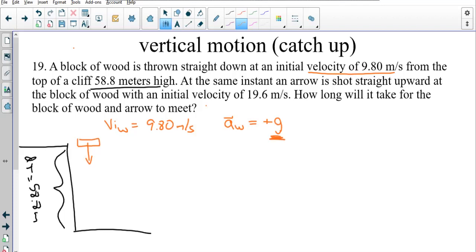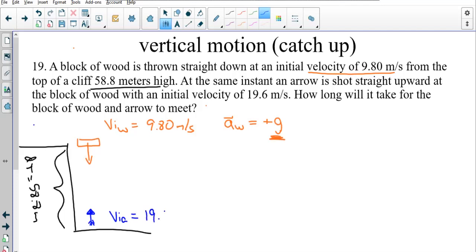Now the arrow, on the other hand, the arrow is shot straight up at the block of wood. And so to draw an arrow, I'm not very much of an artist. There's my arrow. I'll give it a bit of a quill. There you go. Again, not a very good artist. Now the initial velocity of the arrow is going upwards. So whether it's positive or negative is up to you, but I'm not going to draw it as a vector.